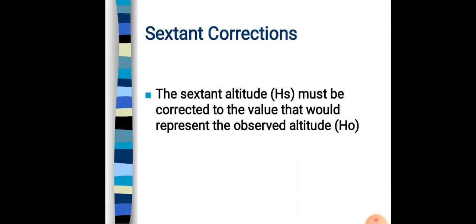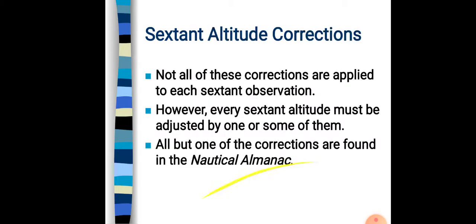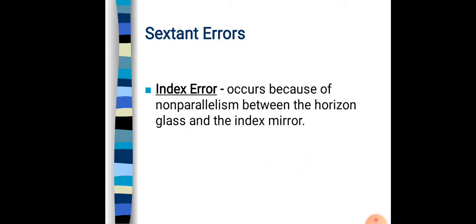So there are certain corrections which are applied to the sextant altitude so that observed altitude can be obtained. So we will talk now about what these corrections are. All these corrections are applied to each sextant observation. However, every sextant altitude must be adjusted by one or some of them. All but one of the corrections are found in the Nautical Almanac.